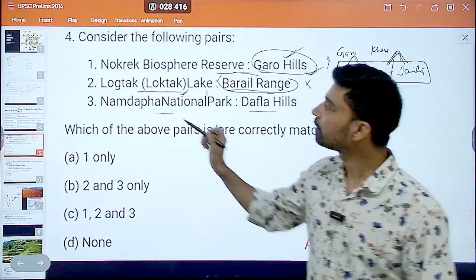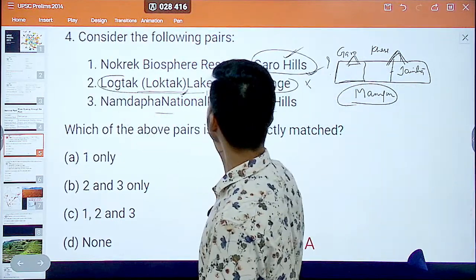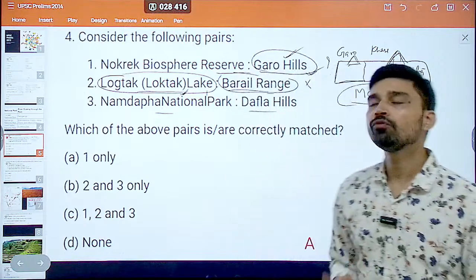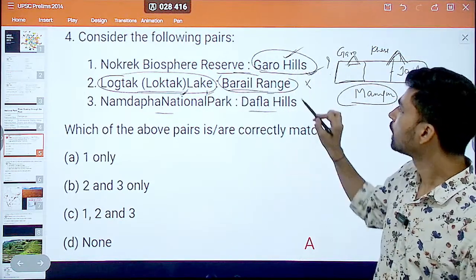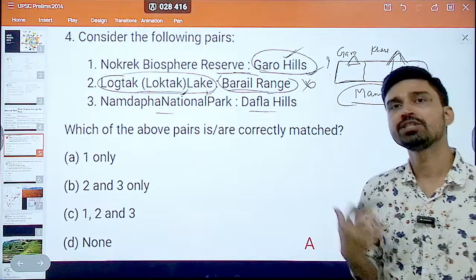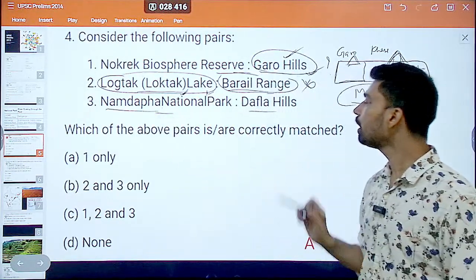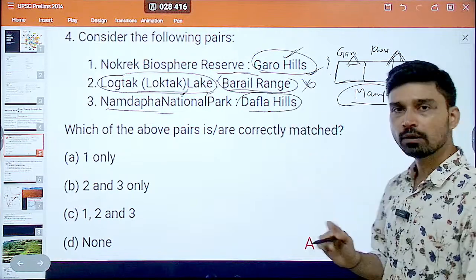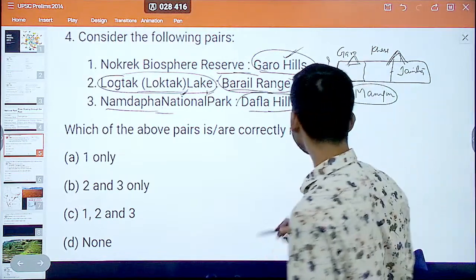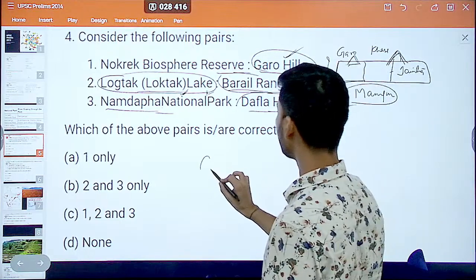So, Sangai deer is one of the most notable animal species that you will find in the Loktak Lake region. However, it is not part of the Barail range, it is situated in the Manipuri Hills. Third is Namdapha National Park in the Dafla Hills. Now, Namdapha National Park is a very important national park situated in the state of Arunachal Pradesh.